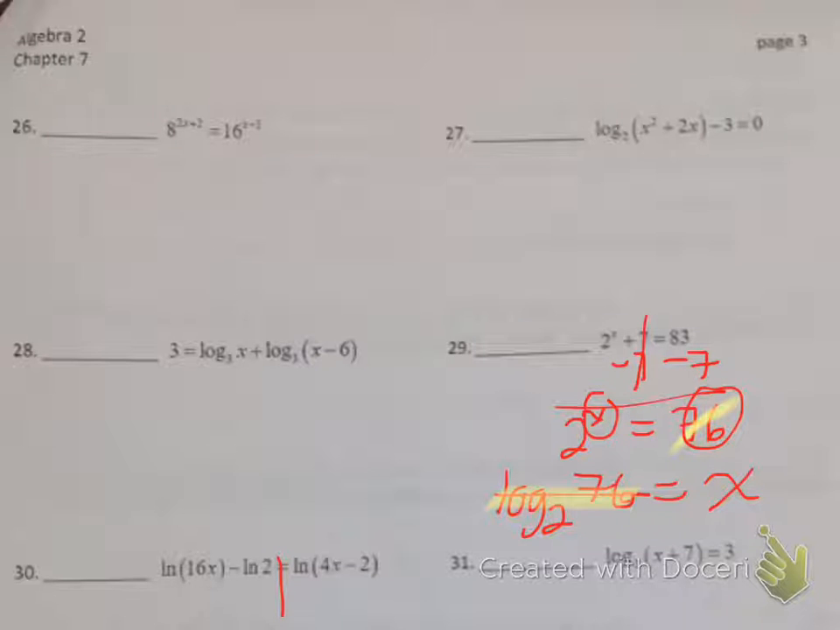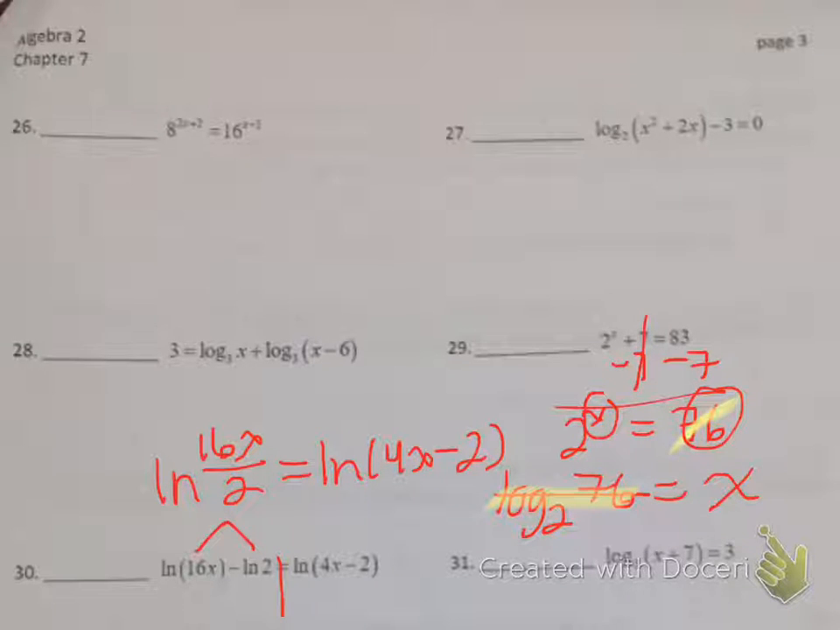I have logs on both sides, but before that, I need to condense it down. I have to smoosh them together, as some people say. So I have the natural log, and think of subtraction as a big division sign. 16x divided by 2 is equal to the natural log of 4x minus 2.